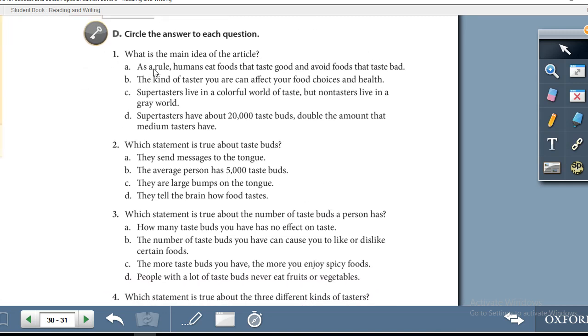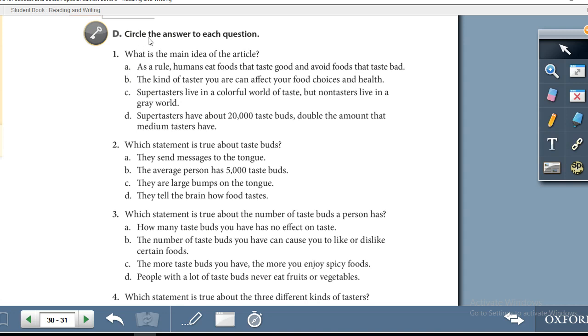Number 1. What is the main idea of the article? Now once again, you will get your answer from reading 1, right? So what is the main idea of the article? You will just look at one of these answers and you will put a circle around the answer that you feel is the correct answer. So say for example, answer for number 1 is A. I will take my pen or pencil, I will put a circle around answer A, right?